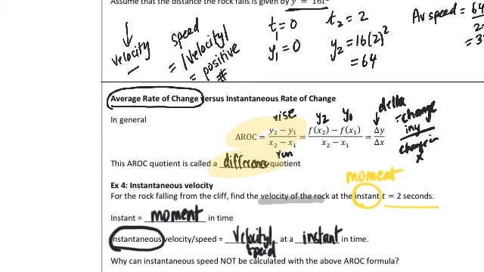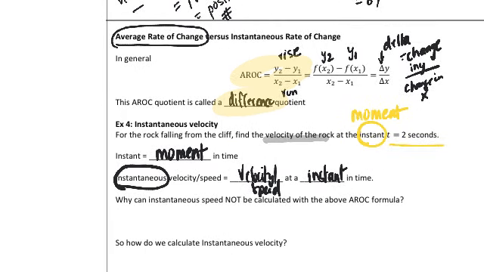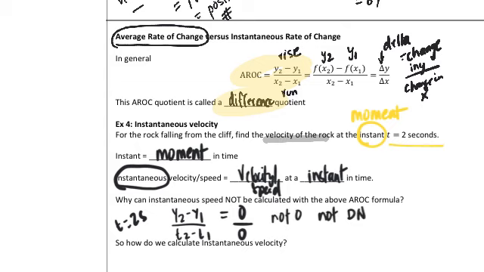So the first question is, why can't I just do what I was doing above there? Just do this AROC formula. Well, the problem is that at a specific instant, if you try to do y2 minus y1 over t2 minus t1 and everything is at t equal to 2 seconds, you're just going to get 0. The rock hasn't moved at 2 seconds and the time hasn't changed. So you're going to get 0 over 0. And you should remember that 0 over 0 is not 0. It's not a DNE. It's an indeterminate form. It doesn't allow us to get an answer.